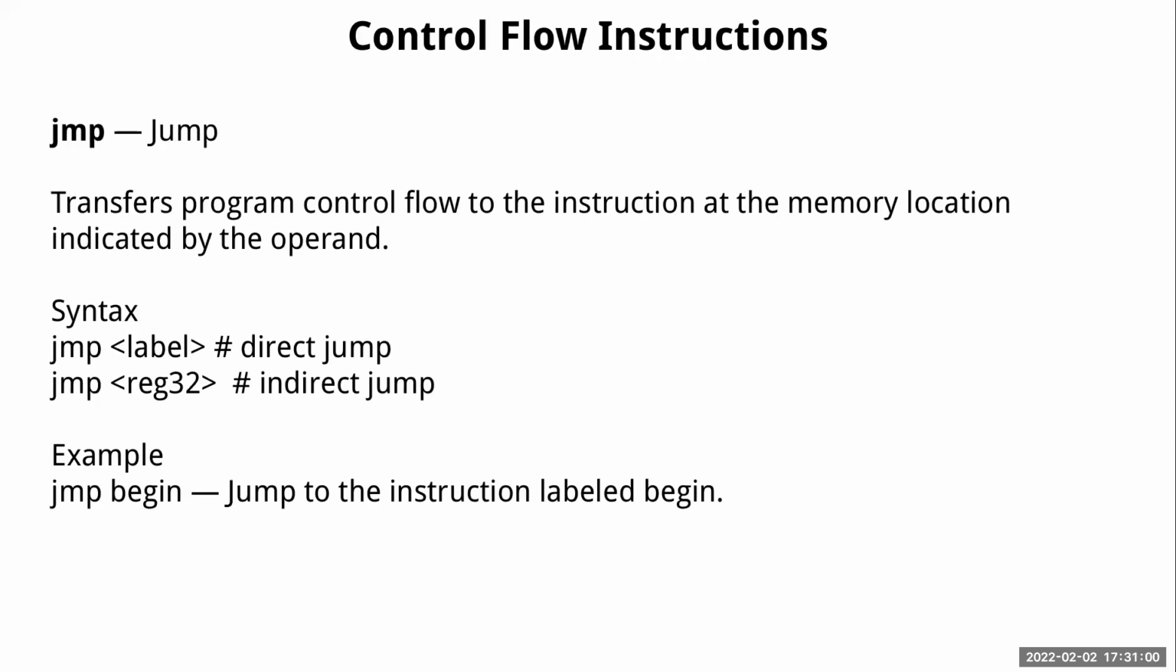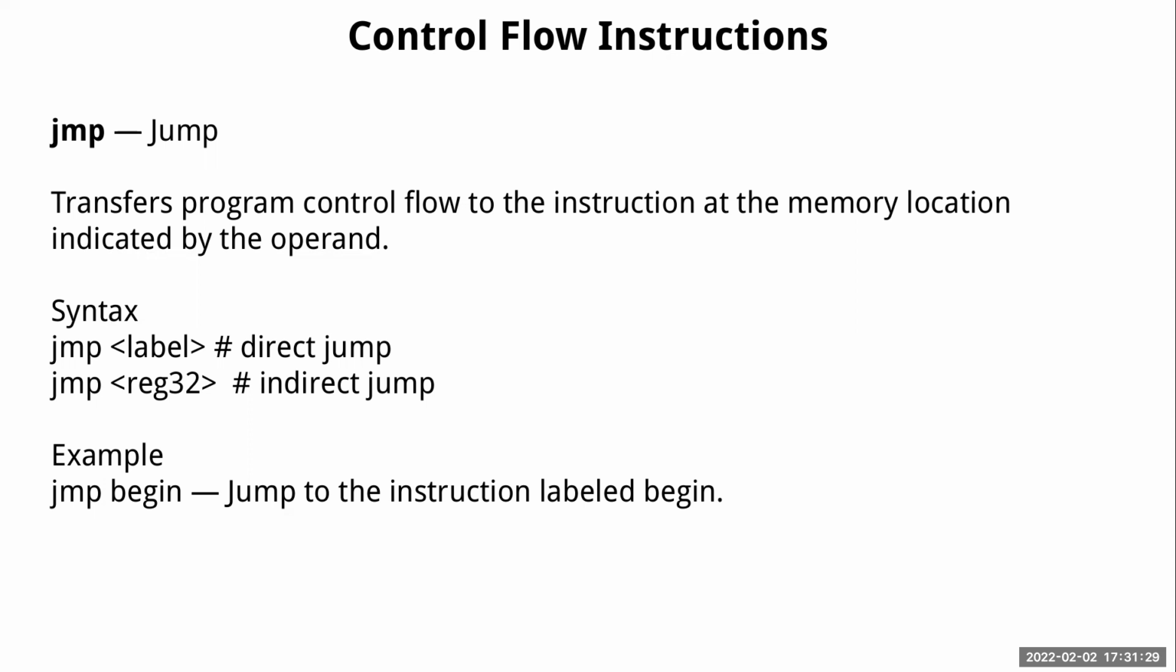Then, most importantly, are the control flow instructions. The first one is called jump. It transfers the program control flow to the instruction at the memory location indicated by the argument. So you can jump to a label, and that is called a direct jump. You can also jump to a register, which is called an indirect jump.